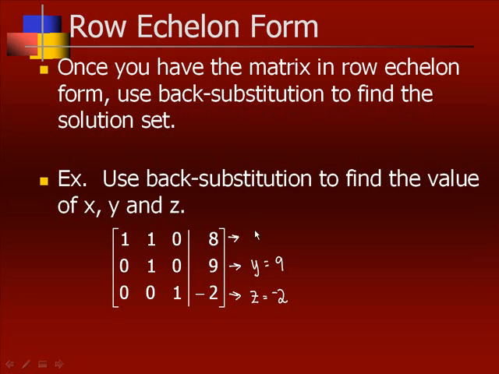Now the first equation says x plus y is equal to 8, but remember we just said right here that y was 9, so that means x plus 9 is equal to 8, which means x is equal to -1. So now we would know the 3 values for x, y, and z.